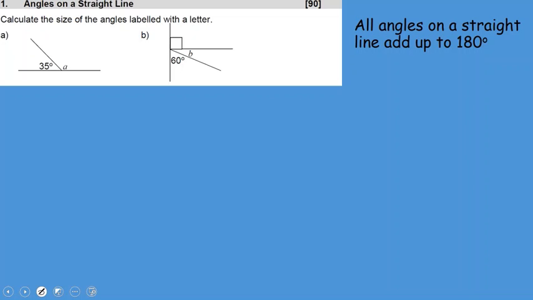So here's our first one. We've got angles on a straight line. So what you need to remember is all angles on a straight line add up to 180 degrees. So while you're having a go at those, pause the tape.